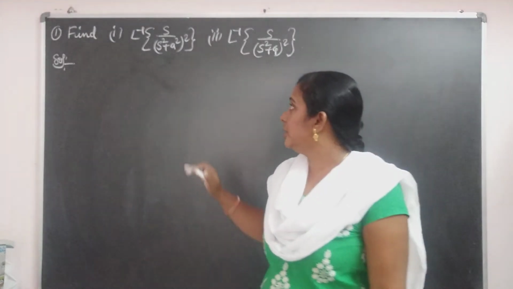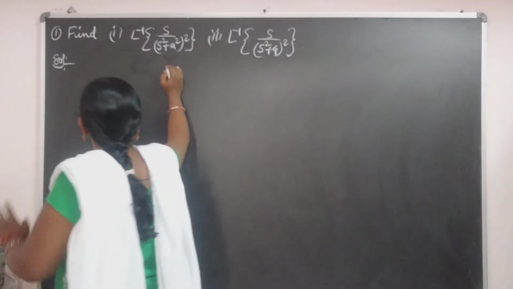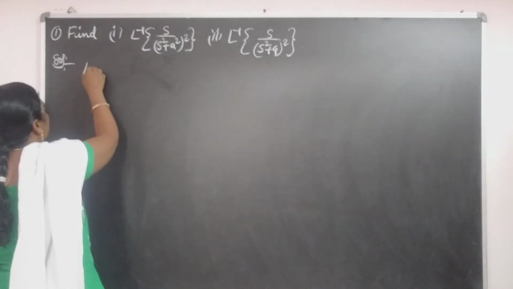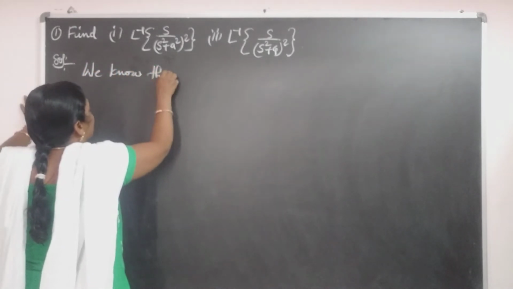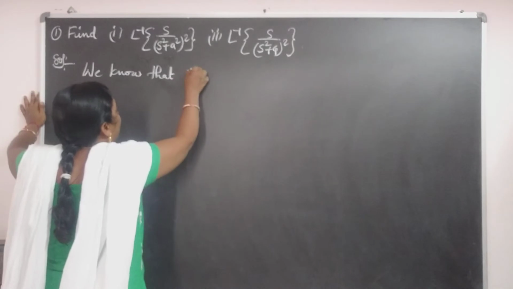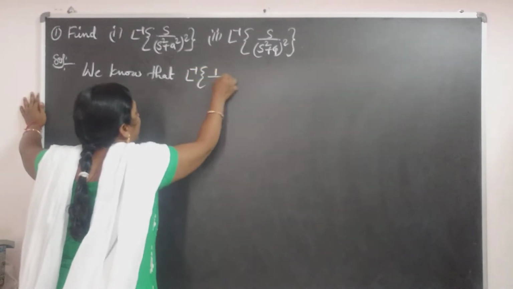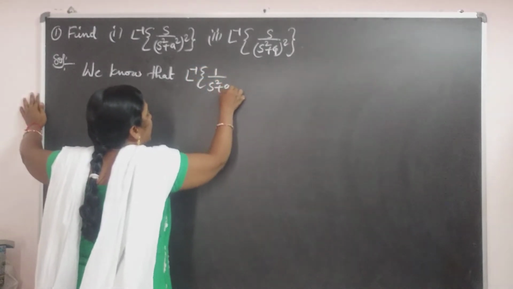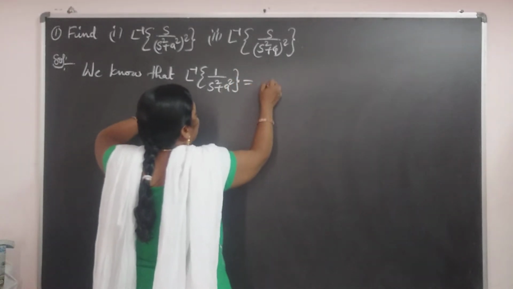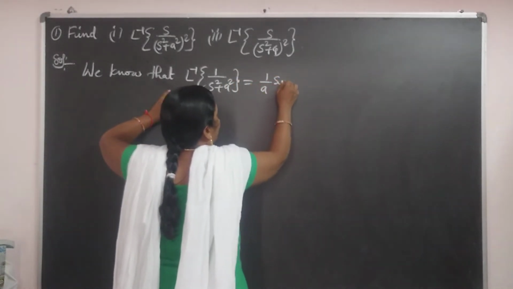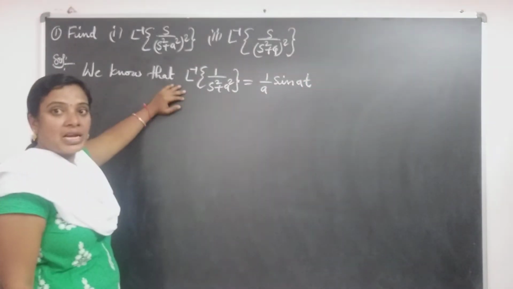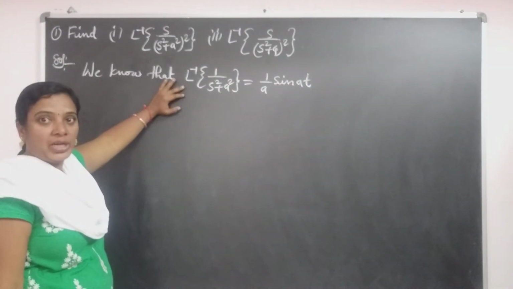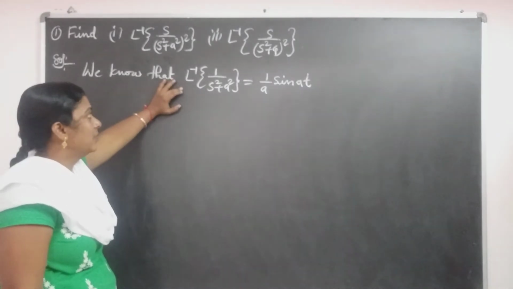Here we are taking the function. First, we know that L inverse of 1 by S square plus A square is equal to 1 by A sin AT. That is the inverse Laplace transform, one of its properties.